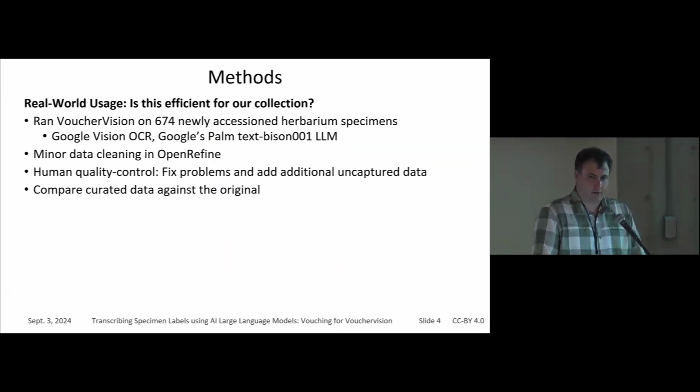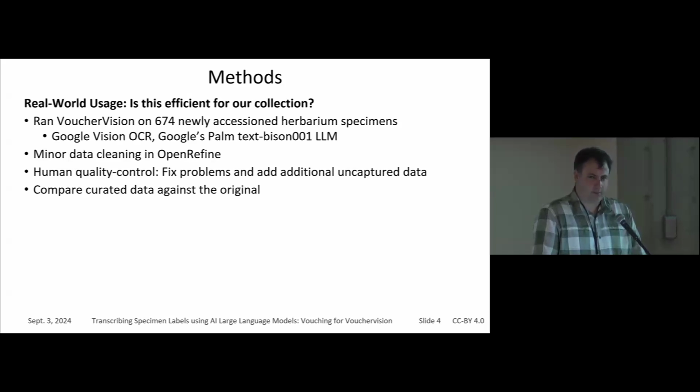this is to just throw a whole bunch of new accessions that we just brought into the herbarium at it. And so these were mostly things that were collected in the last decade. And so the labels were fairly uncomplicated, but it's a pretty good kind of snapshot of what we're doing a lot of for transcription. And so after running this through Voucher Vision, I did a little bit of data cleaning in Open Refine. And then we ran this through human quality control.